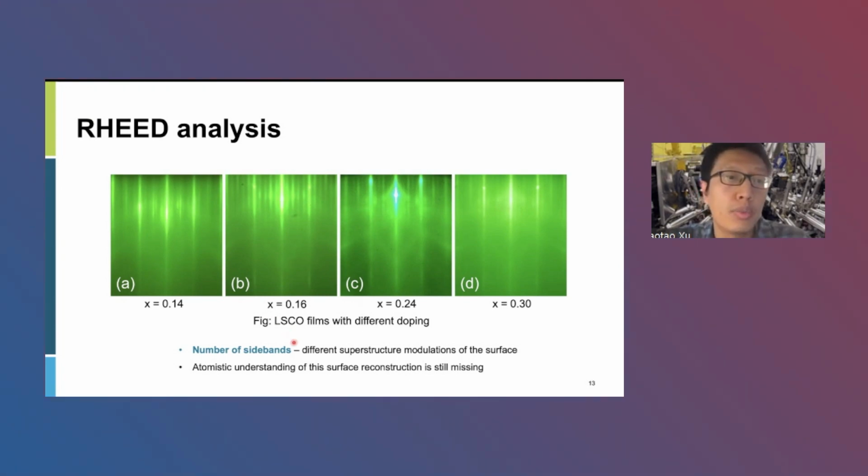So an atomistic understanding of this surface reconstruction is actually still missing. But at this point, the sideband pattern can provide helpful information for us to check the correct stoichiometry of our doping level during the growth.